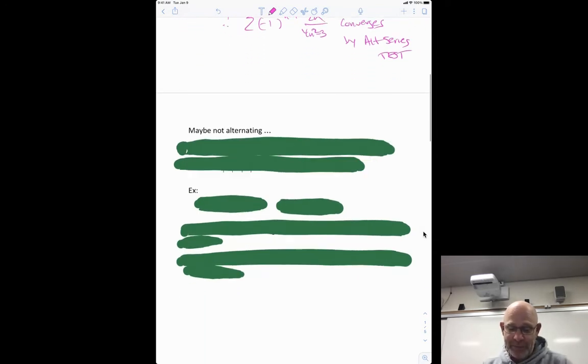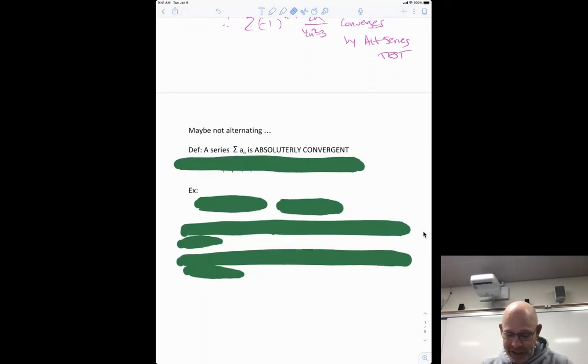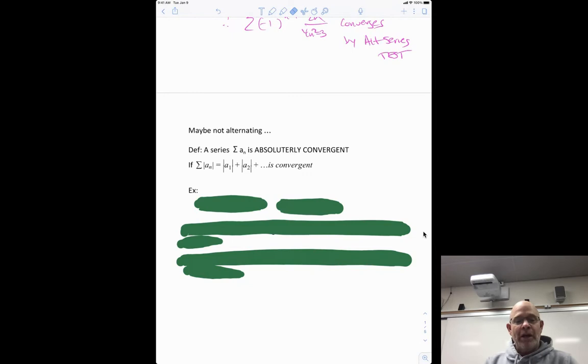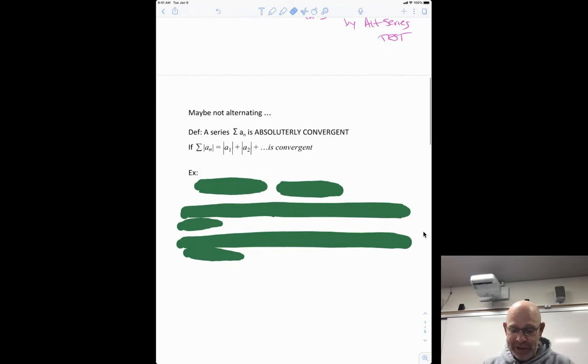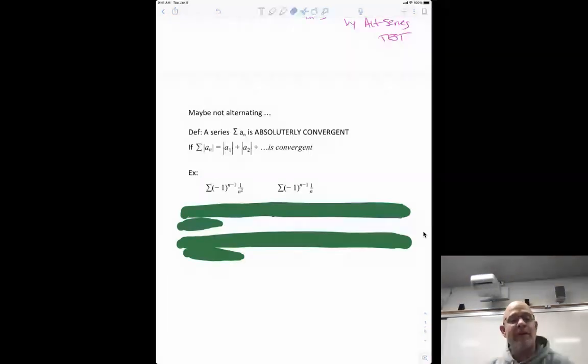So here we go. Maybe our terms are not alternating. So what we do in this case is we look at something that's called absolute convergence. We ignore the (-1)^(n-1) piece of it, and we just look at the positive terms. And then we're right back to where we were for the whole entire other chapter.